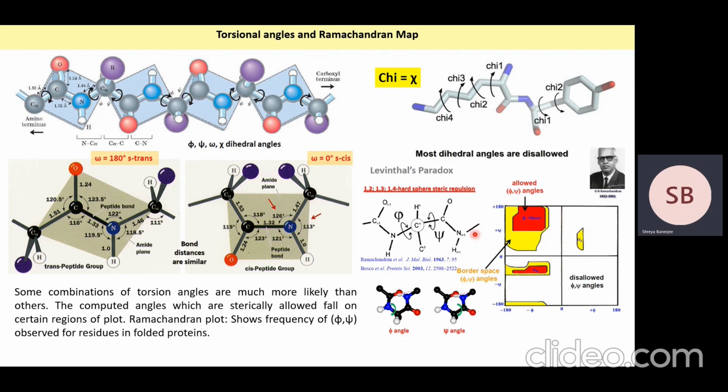So the Ramachandran map basically gives you an idea. Suppose you have a protein predicted from software and you want to find out the chances of that protein occurring in reality. If the phi psi angles of that protein are plotted and most of them fall in the allowed regions or the border space, then you can say that yes, it is a correctly predicted structure. But if they fall in the disallowed regions, that means the structure needs to be improved because phi psi angles in those regions are not sterically allowed.